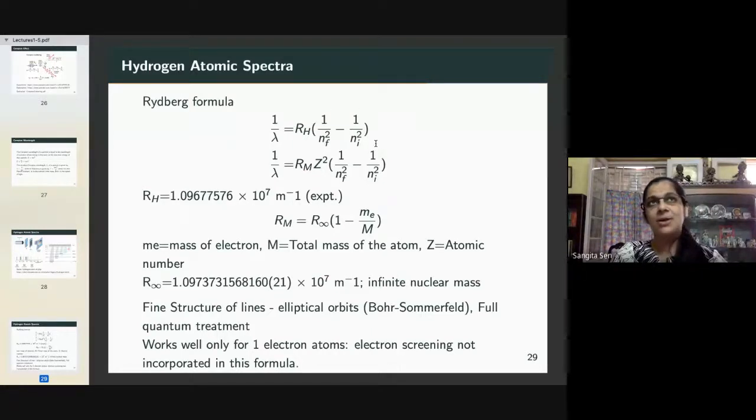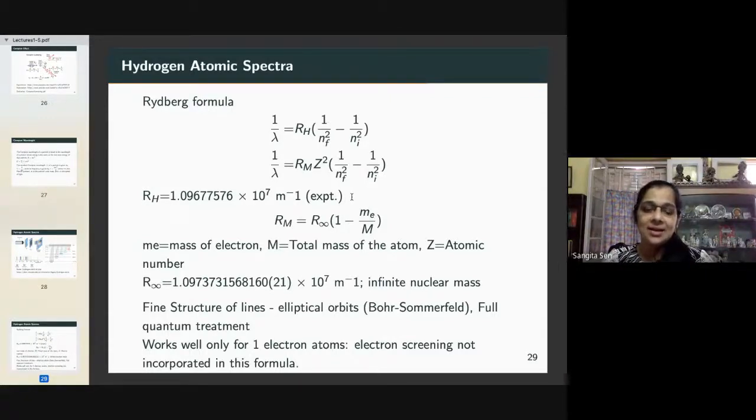If you use the terminology of emission spectrum, and if you talk about absorption, then Ni is really the initial energy level, and Nf is the final energy level. The same formula could be applied to hydrogen-like atoms, so atoms with one electron but higher nuclear charge, let's say helium plus, lithium 2 plus, beryllium 3 plus, etc. Then you have this factor Z squared, where Z is the atomic number. This Rydberg constant RH was obtained to be this value from experiment.